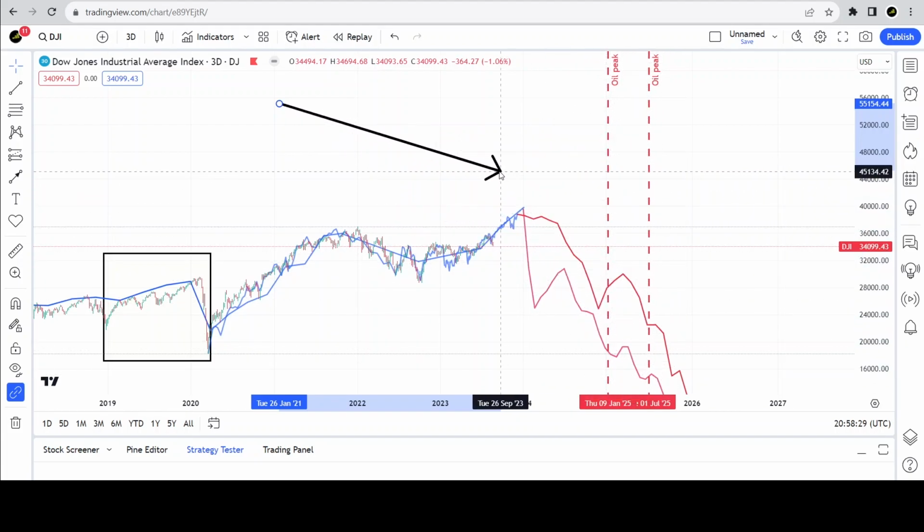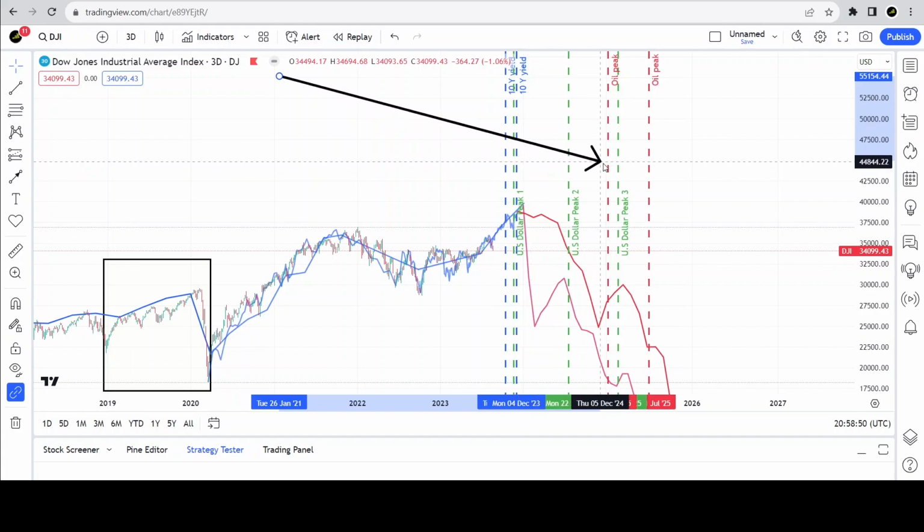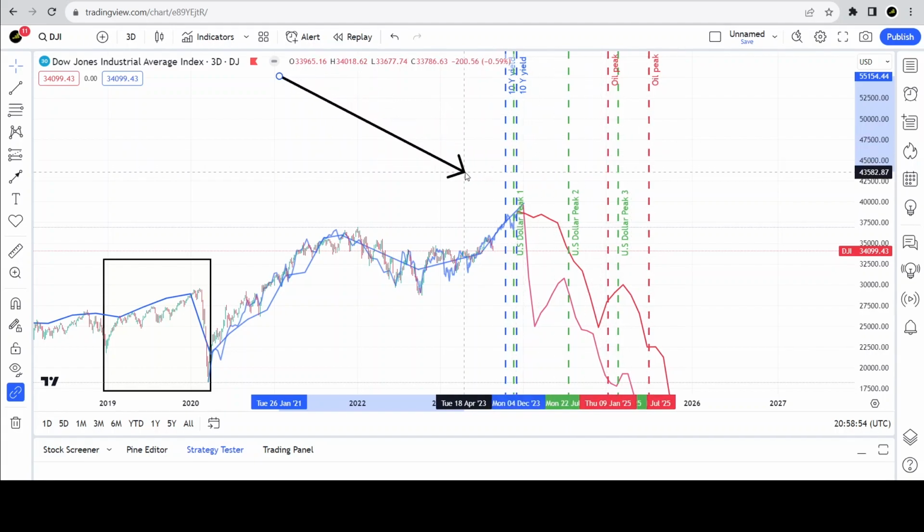So now let's put them all on there together. So there we have it. The blue one is the 10-year yield. The green is the dollar. And the red is oil. So let's talk about the conclusion.